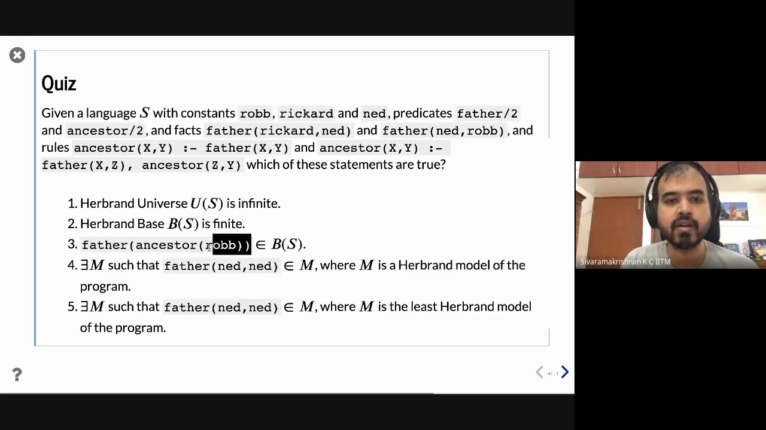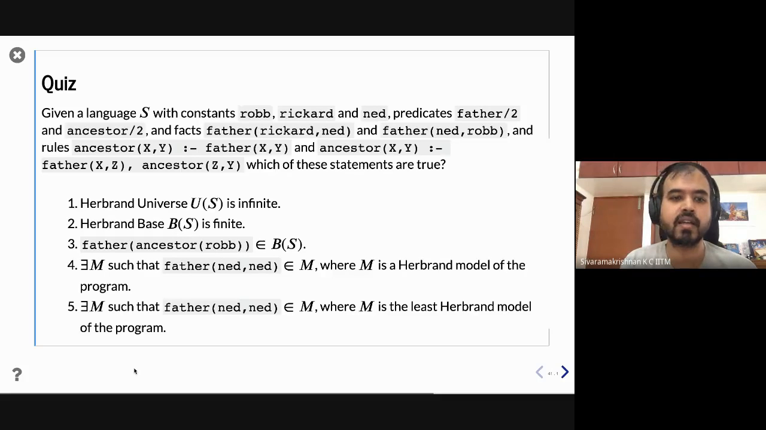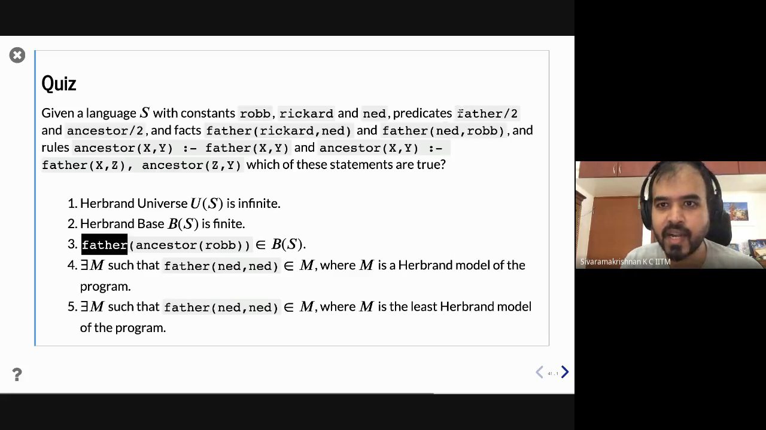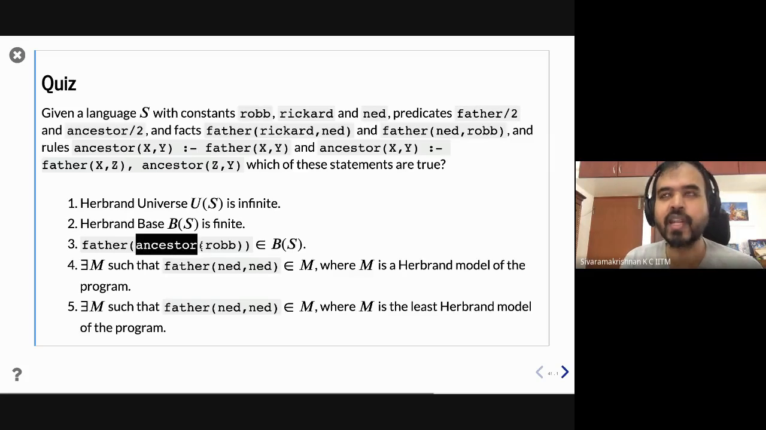So does this term belong to the Herbrand base? The base is the set of all things that you can construct with the predicates and the constants and the function symbols. So does this term belong to the base? Yeah, the answer is no, right? Because the problem is that we are syntactically wrong here. Father is a predicate that has arity 2, and ancestor is also arity 2. So it takes two arguments, right? We are applying it to one argument. This is ill-formed by construction, so it does not belong to the Herbrand base.